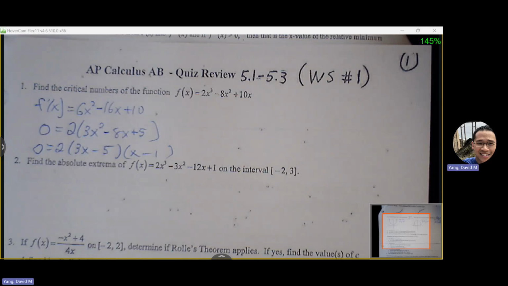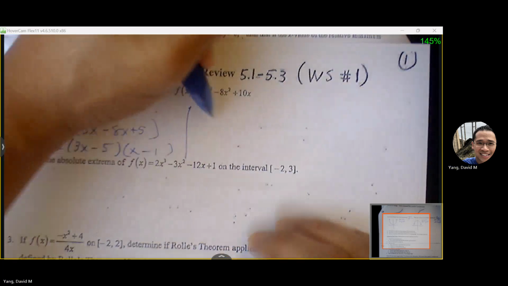The 2 is not going to produce any critical points for us, so just 3x minus 5 and x minus 1, I get 5/3 and 1.